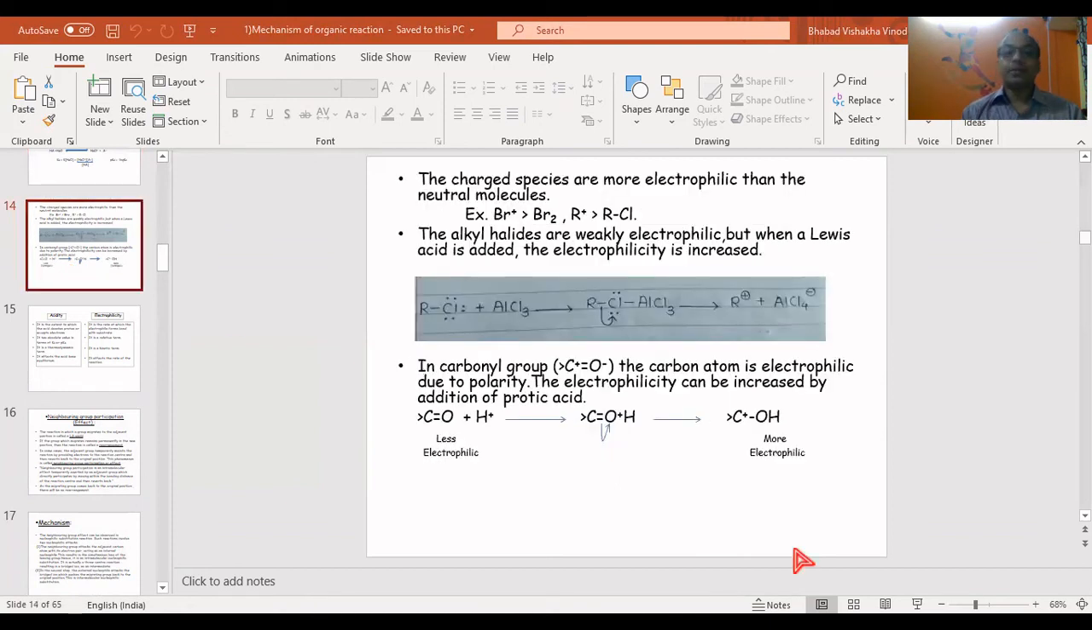Now, the charged species are more electrophilic than the neutral molecule. For example, if you compare strength, Br plus is greater than Br2, R plus is greater than RCl. The alkyl halides are weakly electrophilic, but when a Lewis acid is added, the electrophilicity is increased. Let us have an example, RCl plus AlCl3. You can see here R plus, that is a cation, is formed.